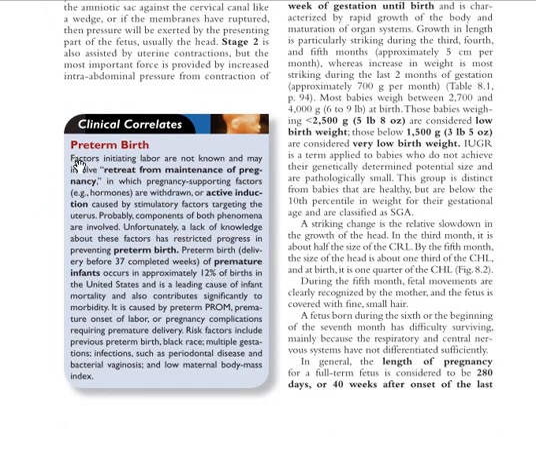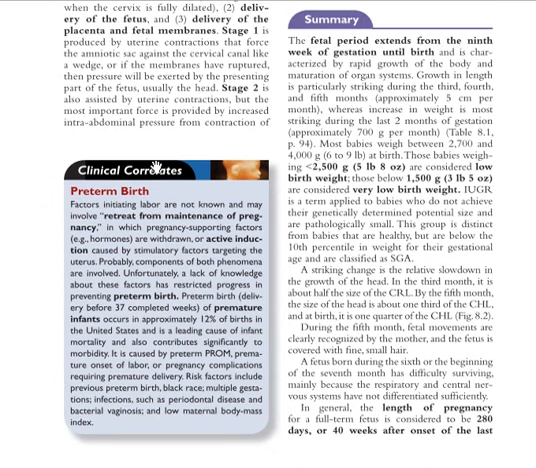Now the next thing is preterm birth. So preterm birth is when you give birth before the 37th week of gestation. That's the next clinical correlation. Is it clear?